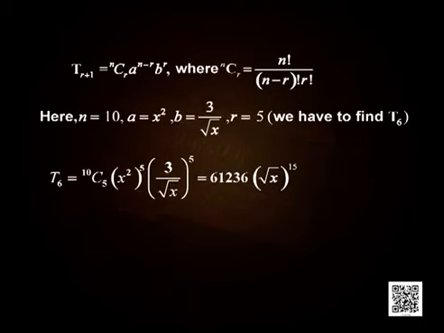Little bit of work in terms of simplification of course is required. So, you can expand 10C5 using 10 factorial by 5 factorial into 5 factorial, and when you simplify the powers of x together and the constants, you would end up with the final answer. In this case, it is same as 61,236 times root of x raised to the power 15.